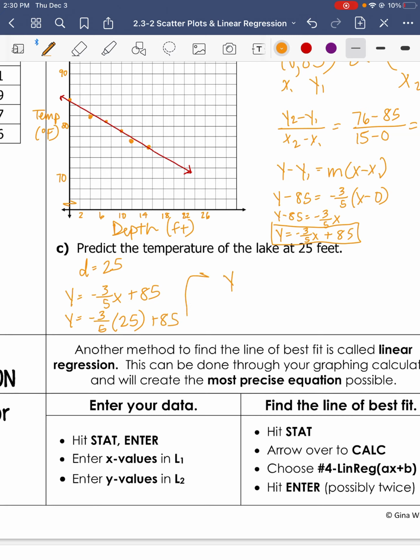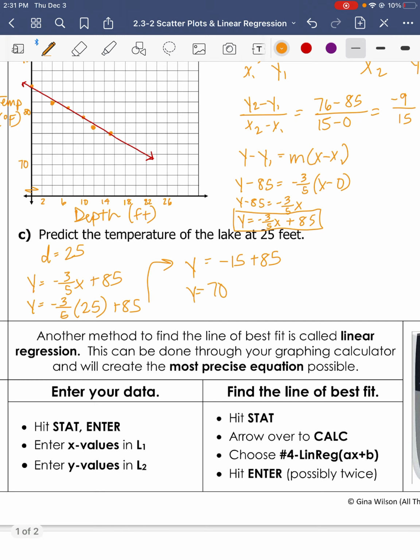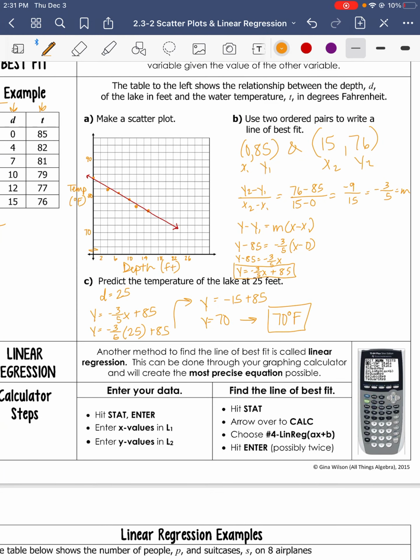Negative 3/5 times 25 is negative 15, plus 85. I want to say that's going to be 70, and it is. So y is equal to 70. We said y was our temperature in degrees Fahrenheit, so at 25 feet, we get 70 degrees Fahrenheit. That's our prediction based on the trend in the other values.